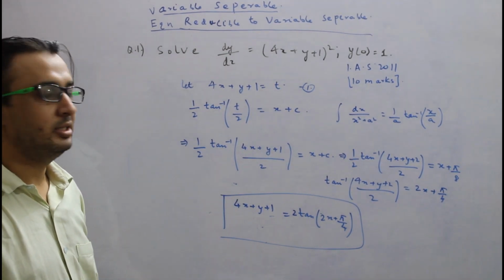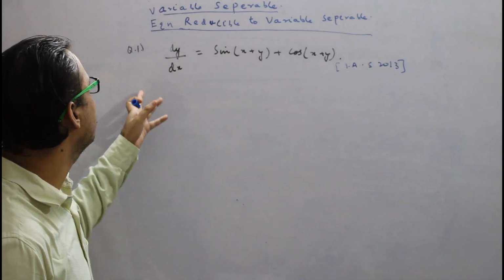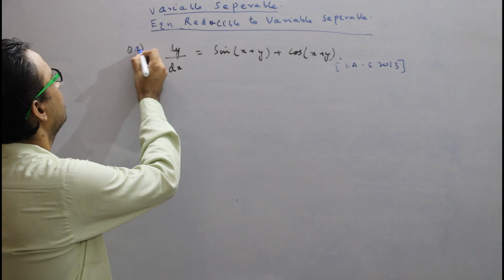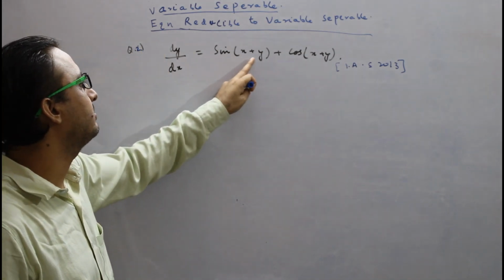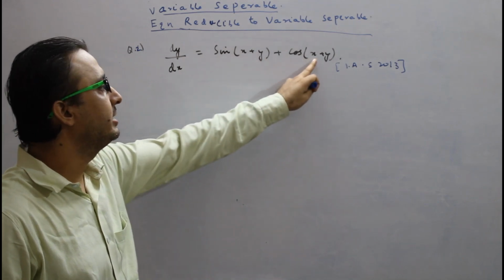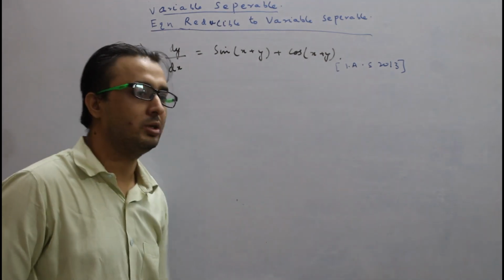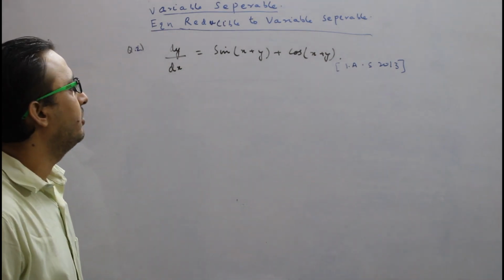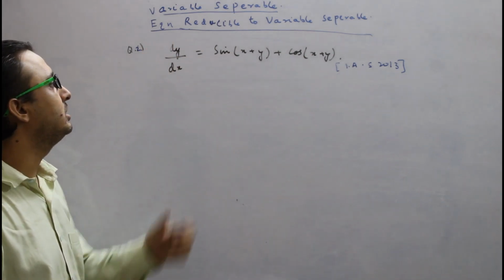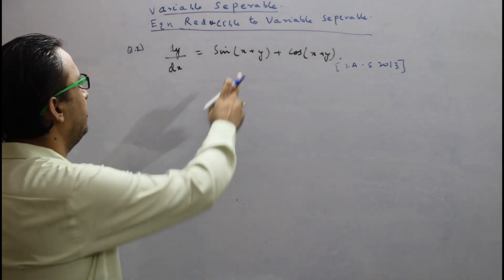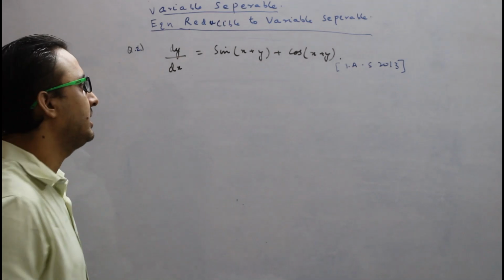Now I am going to take the second question. Now this is the second question that we are taking for this session. That question reads as dy by dx is equal to sine of (x plus y) plus cos of (x plus y). This question was asked in the IAS examination 2013. Now it is very clear that we have to do it by reducing it to variable separable. So we can see x plus y is occurring in both these functions, sine and cos.